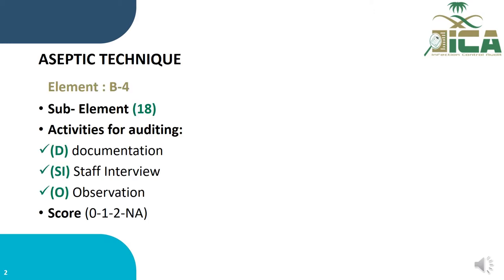Aseptic technique contains 18 sub-elements, and the activities for auditing the aseptic technique are documentation, staff interview and observation. The scoring will be 0, 1 or 2, and some of these sub-elements can be not applicable if it is really not applicable in the hospital.